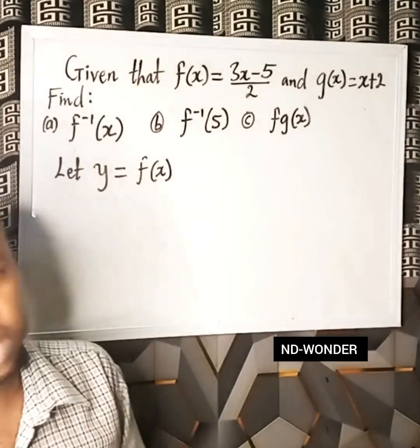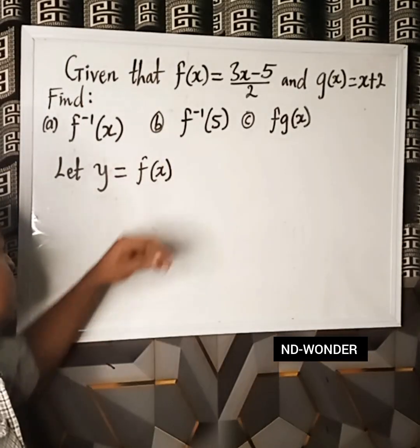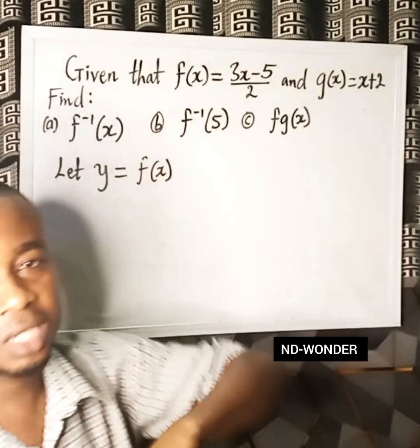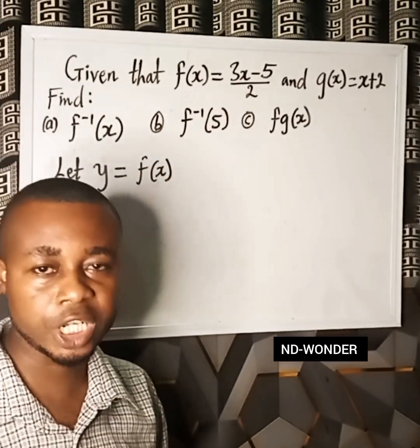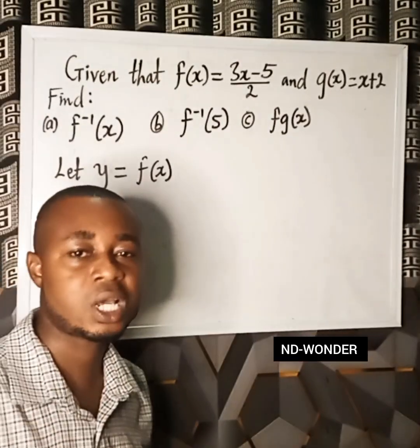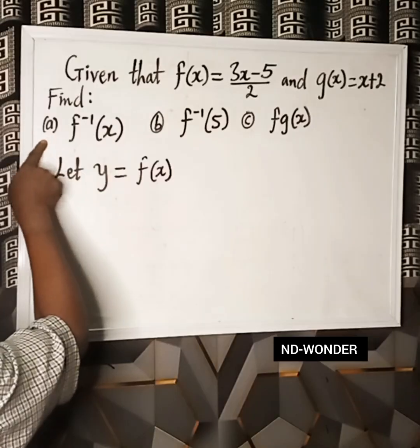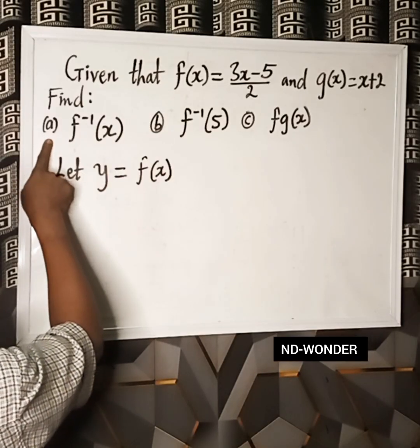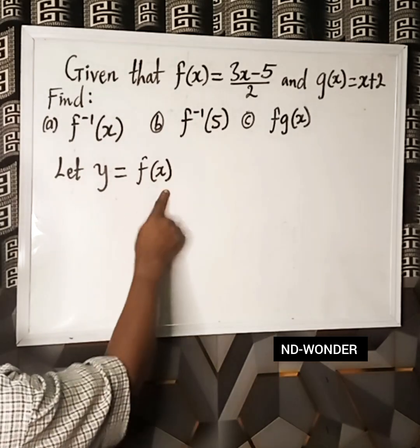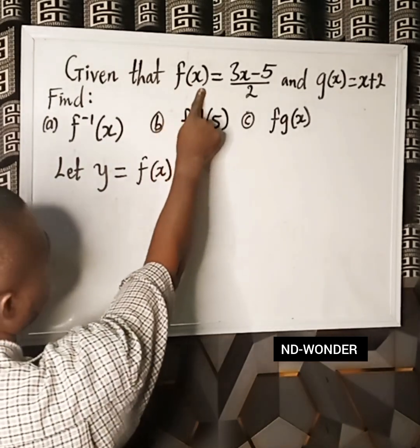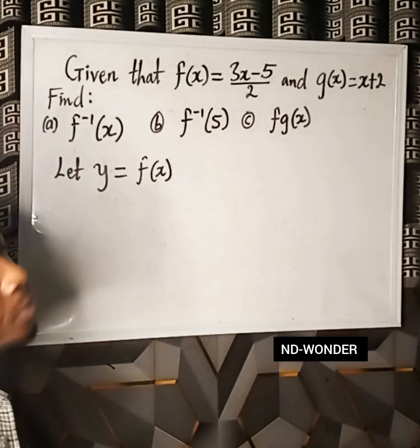At the end of the day, we bring back the original value because we always have our x as the input, which is the domain. Then y becomes the range, which we see as our output. Then in that case, take note, I'm solving for f inverse of x. If y is equal to f of x and our f of x is 3x minus 5 all over 2.